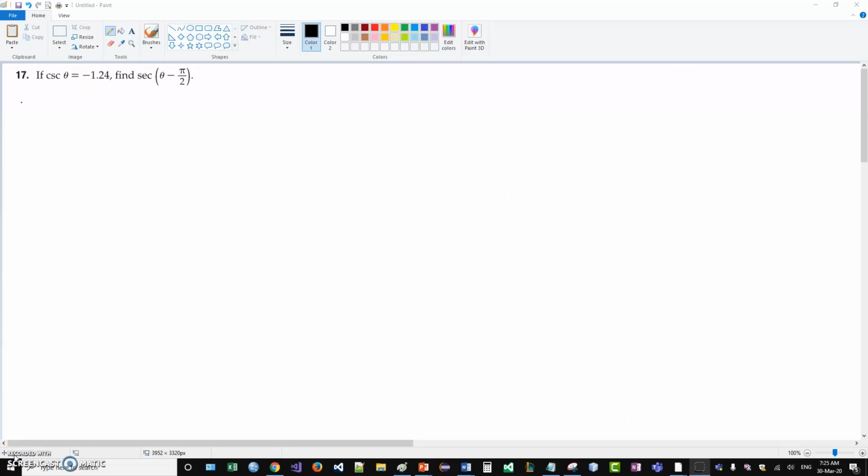Alright, moving on to number 17. If cosecant theta equals minus 1.24, find secant theta minus pi over 2.